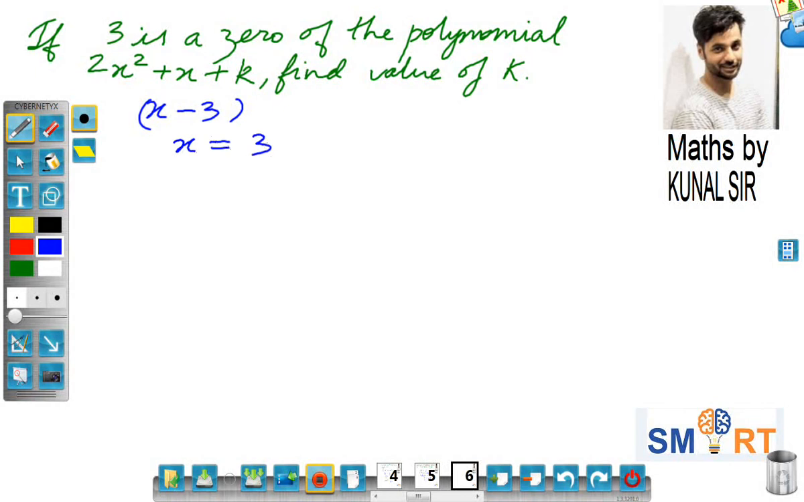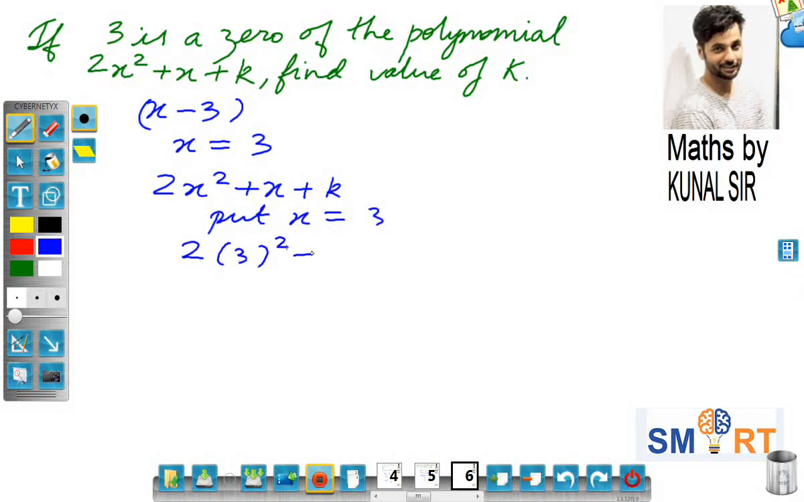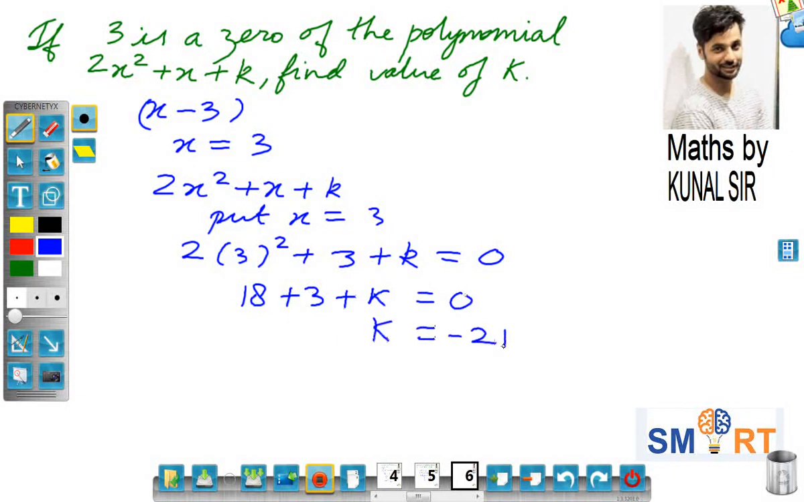Now in the polynomial 2x square plus x plus k, put x equals to 3. So we will say 2 into 3 square plus 3 plus k equal to 0. Now we will solve it. 3 ka square 9, 2 into 9 is 18 plus 3 plus k equals to 0. k is equals to minus 21. That is the answer.